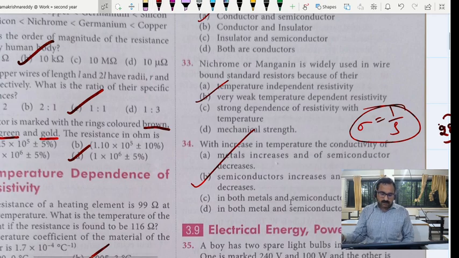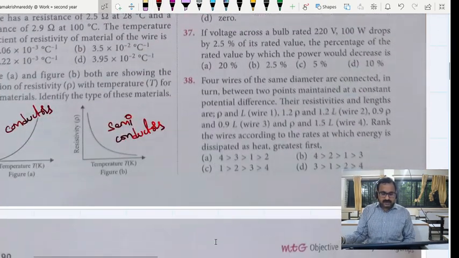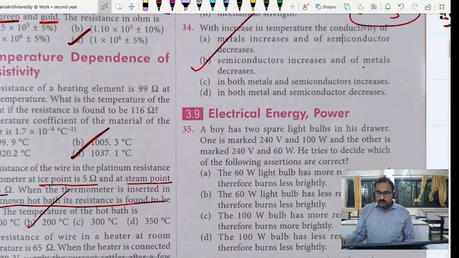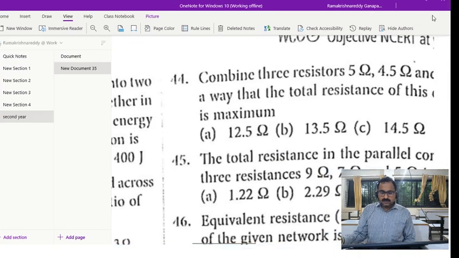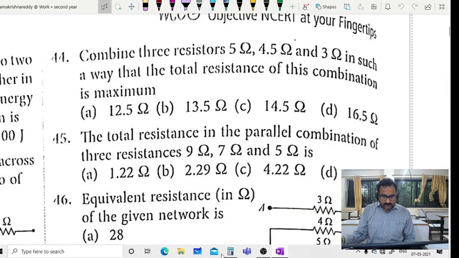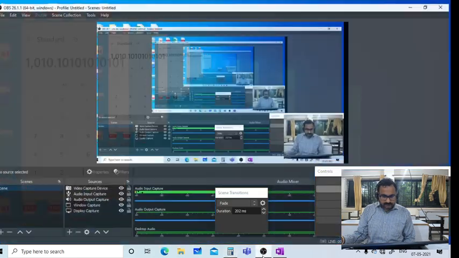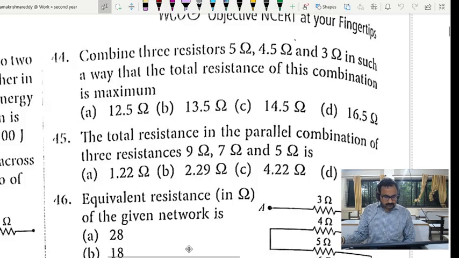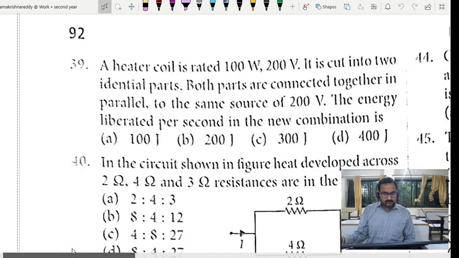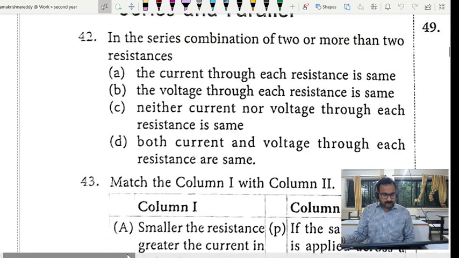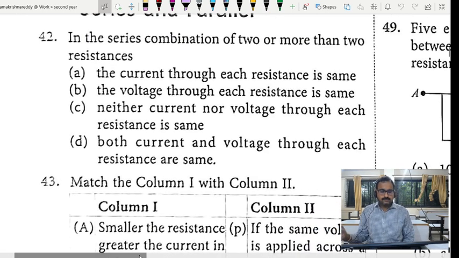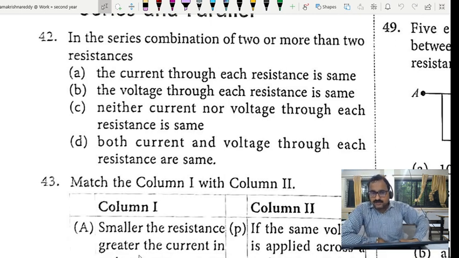Electrical energy and power we will not discuss now, and the remaining questions are based on the combination of resistors. See that one, some of the questions cover the combination of resistors. See the questions, what we discussed last, you can clearly understand that.